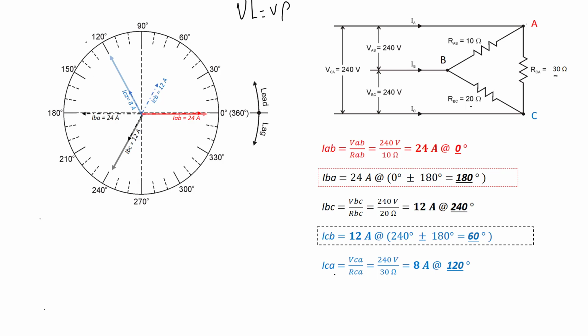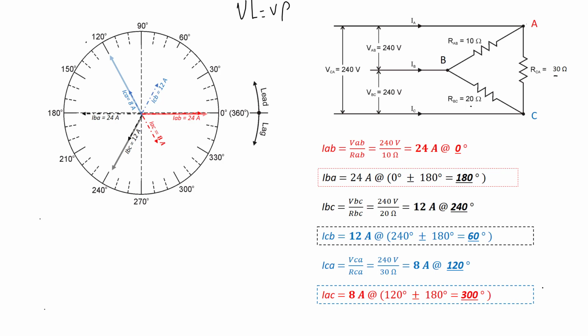While I'm working on ICA, I know I'm going to need the opposite vector, IAC. IAC is going to be the same magnitude, 8 amps, but now we're 180 degrees, or opposite direction, to voltage CA. So 120 plus 180 comes to 300 degrees. So I'll have to plot 8 amps at 300 degrees.